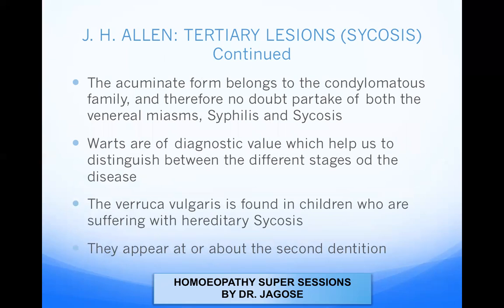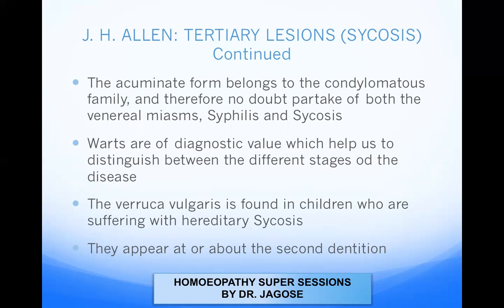The verruca acuminata belongs to the condylomatous family and therefore no doubt partakes of both the venereal miasm, syphilis, and psychosis. So the verruca acuminata is a form of condylomatous outgrowth. It has the miasm of both syphilis and psychosis. Warts are of diagnostic value, which helps us to distinguish between the different stages of the disease. The different types of warts will help to distinguish the different stages of the disease.